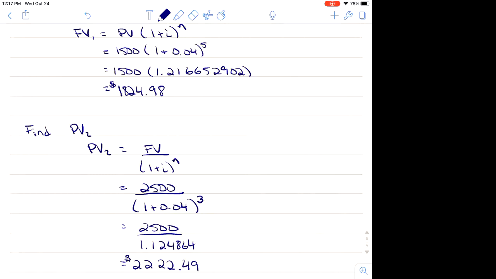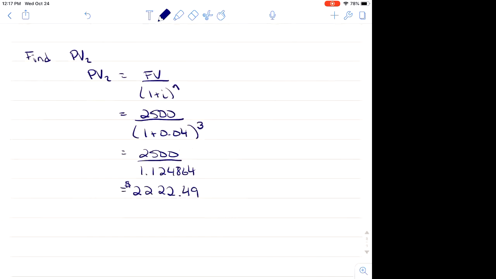So now we know the total original value at 1.5 years. It's going to be the 1824.98 plus 2222.49. So our new payment schedule has to be worth that exact same amount.